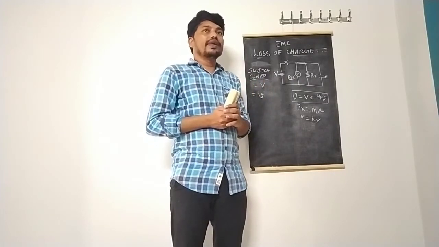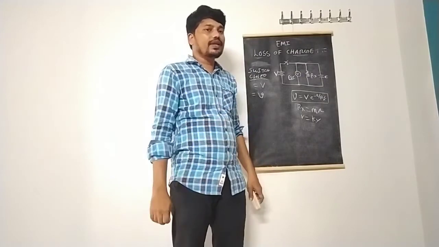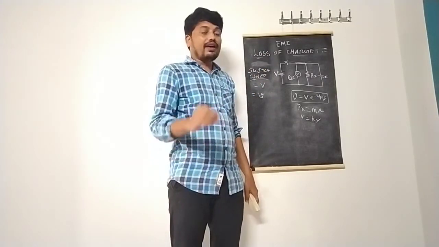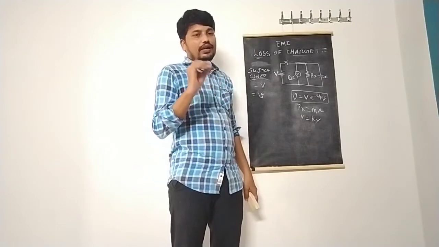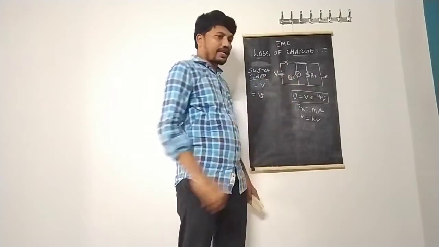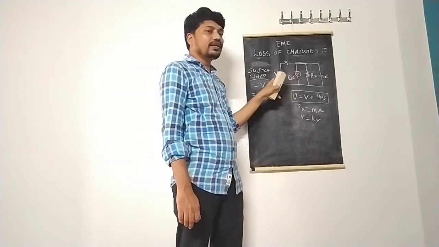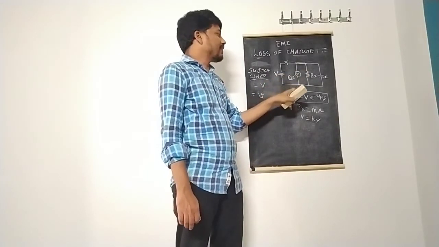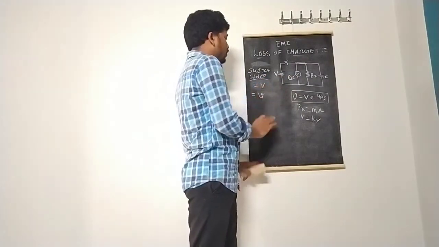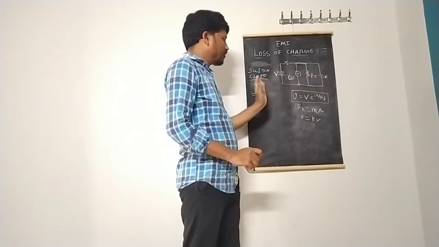Whereas an electrostatic voltmeter can measure high voltage, in the kilovolts range. That is why we are using the electrostatic voltmeter here. That is the main purpose of the electrostatic voltmeter. Because we are dealing with high voltage, to measure this high voltage we require this electrostatic voltmeter.